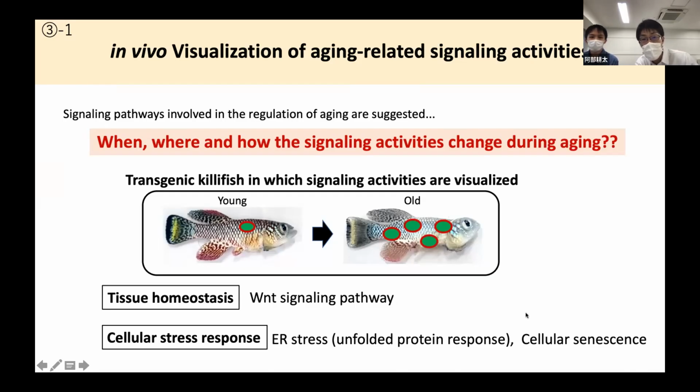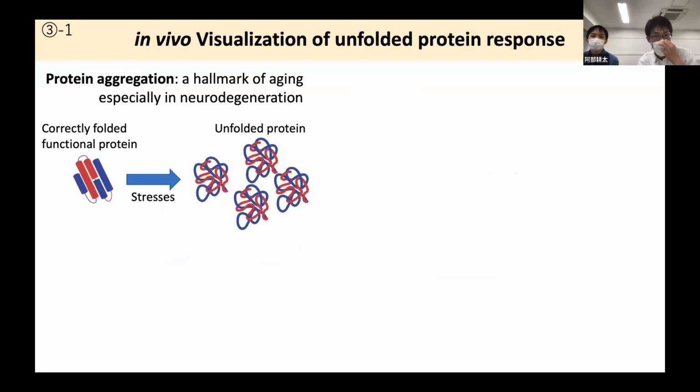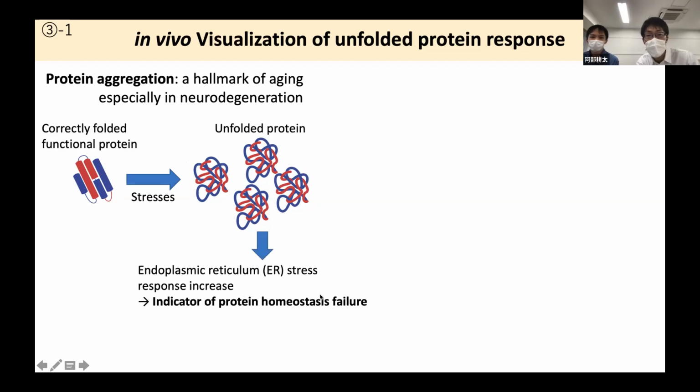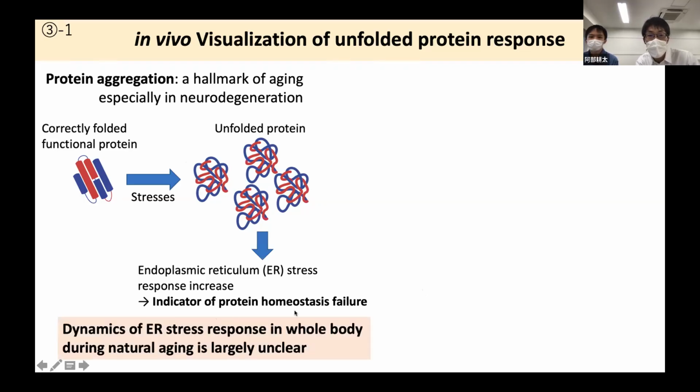And today, as an example, I'd like to show the result of the ER stress response transgenic killifish. So as you know, protein aggregation is the hallmark of aging, especially in neurodegeneration. And it is thought that during aging, many kinds of stresses cause unfolded protein accumulation. And this leads to the increase of endoplasmic reticulum stress, the ER stress response. So ER stress response can be an indicator of protein homeostasis failure.